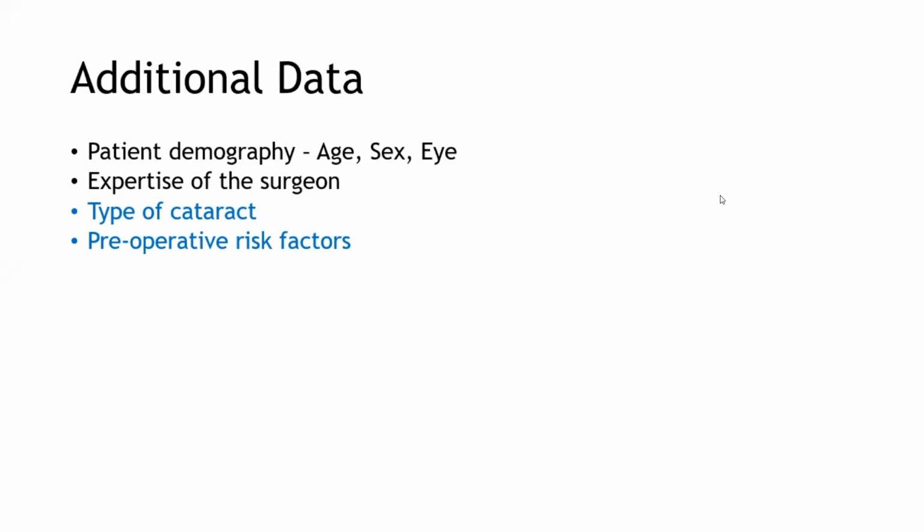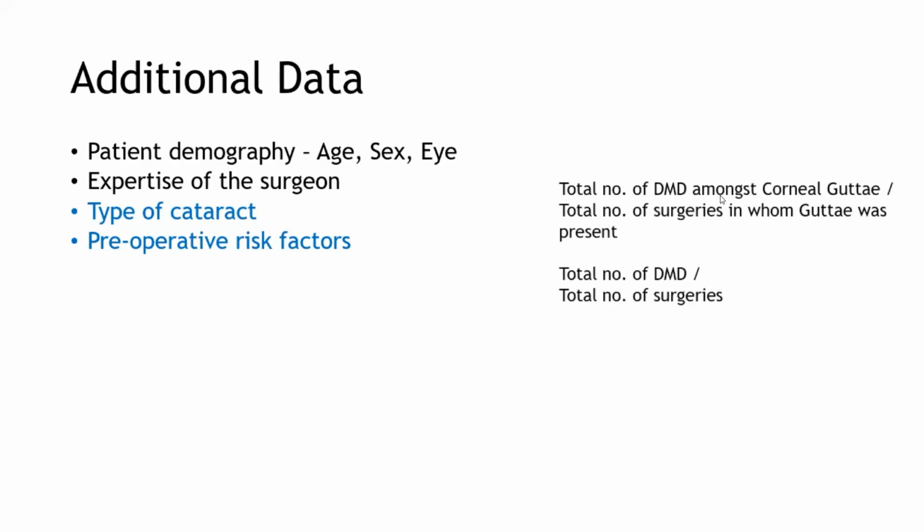So consider corneal guttae as a risk factor. So the number of corneas with guttae having Descemet's membrane detachment, divided by the total number of corneas with guttae which underwent cataract surgery. Yes, correct. And we compare it to the total number of DMDs that has happened, and we see whether this difference is significant or not.